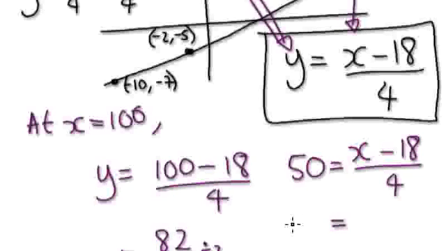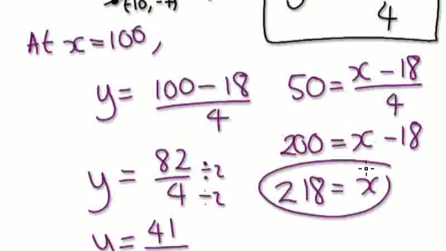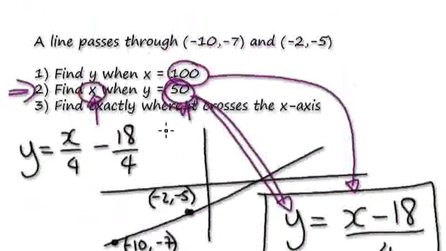So times both sides by 4. So this will be 200 equals x minus 18. And then add 18 to both sides. So x equals 218. So this here would be your answer to question 2.